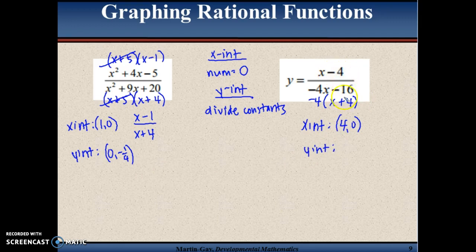And over here, I have a negative 4 over a negative 16, which again is positive 1/4. So I have 0, 1/4.